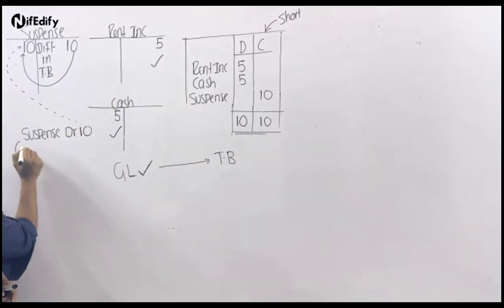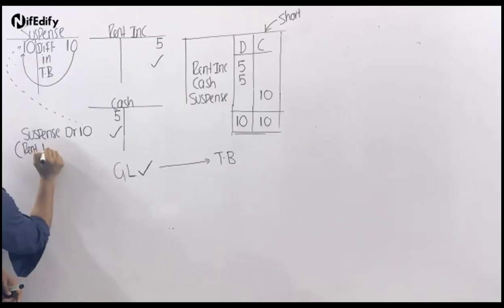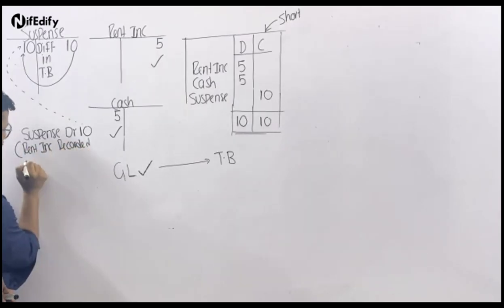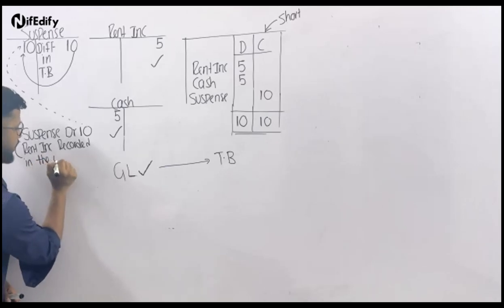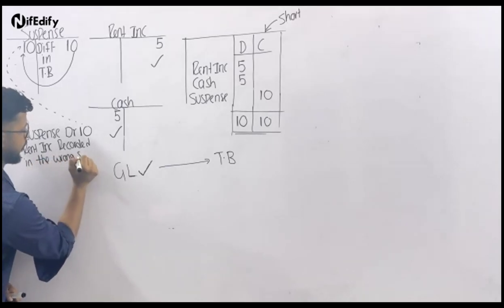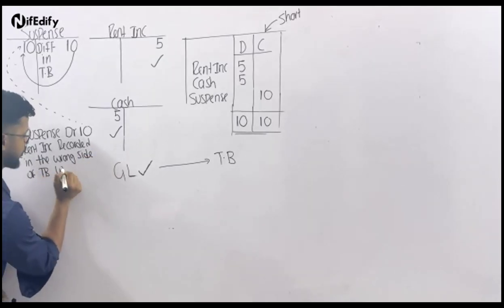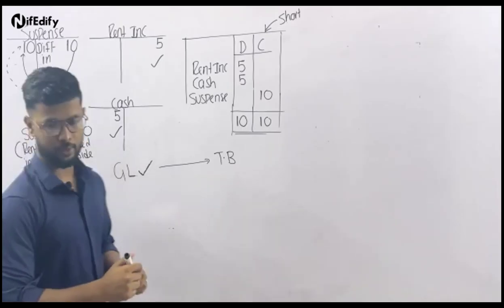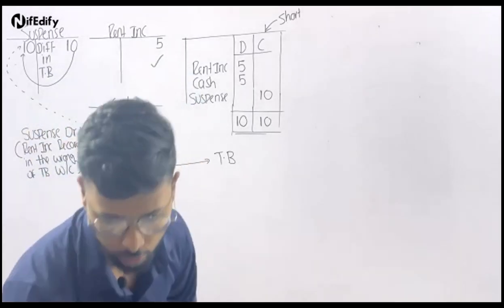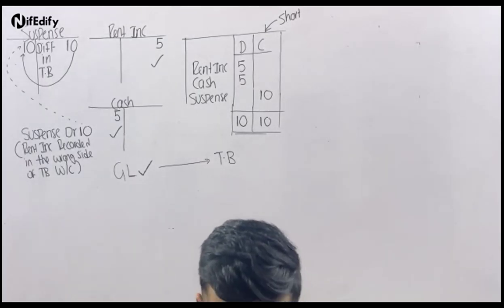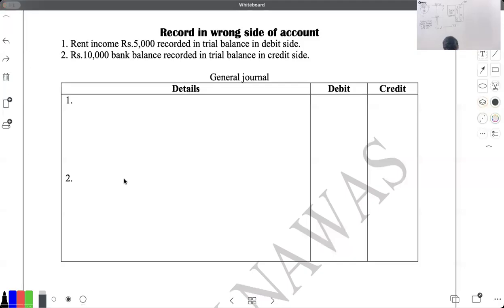Now, what's your answer? Rent income recorded in the wrong side of TB was corrected, and that's basically the answer for question number 1 here. Right. Go for question number 2, please.